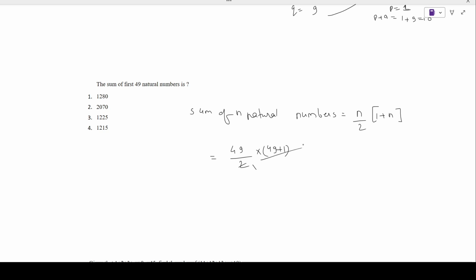2 ones are 2, 25 into 49. 25 nines are 225. 25 fours are 100, plus carry 22, gives 122. So 1225. Here we see the correct answer is option number 3, 1225.